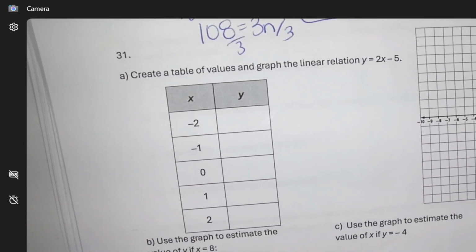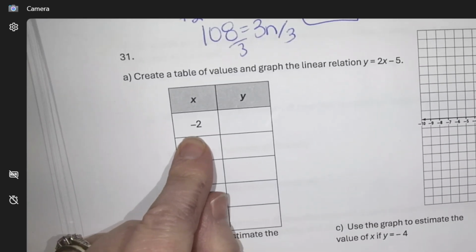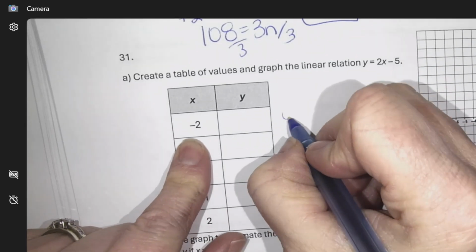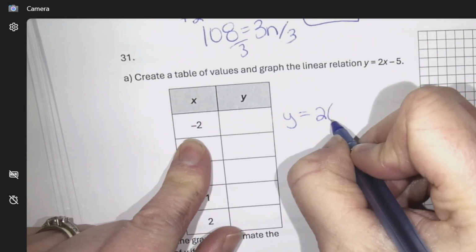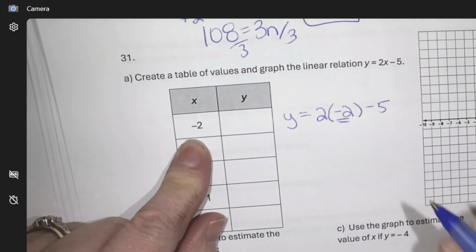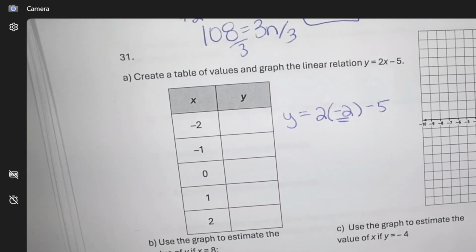Okay, create a table of values. So what does this mean to do? If x is negative 2, what could you do with that? Put it into the x position. So I'm going to go y equals 2, substitute. This is what I'm doing. I'm doing a substitution, right? And now we would evaluate that.